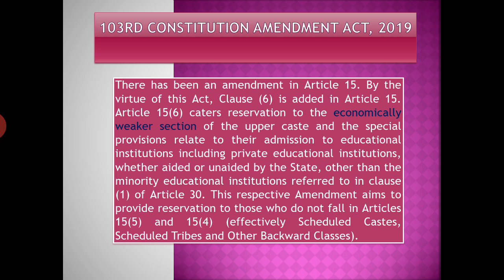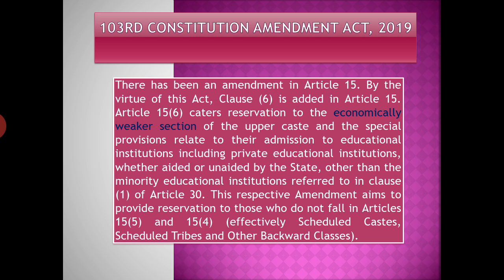With the help of this amendment, Clause 6 is added in Article 15. Article 15 Clause 6 caters reservation to the economically weaker sections of the upper caste, and the special provisions relate to their admissions to educational institutions, including private educational institutions, whether aided or unaided by the state, other than the minority educational institutions referred to in Clause 1 of Article 30.